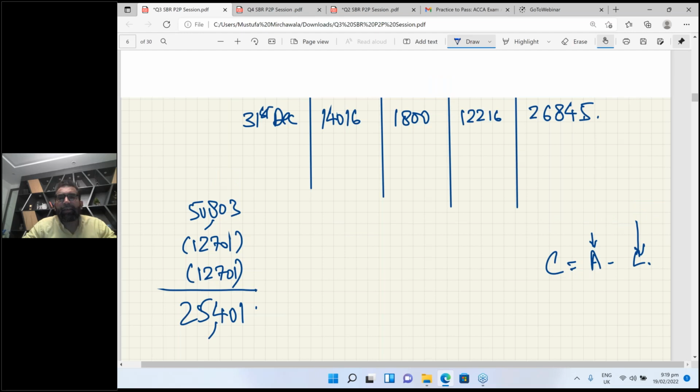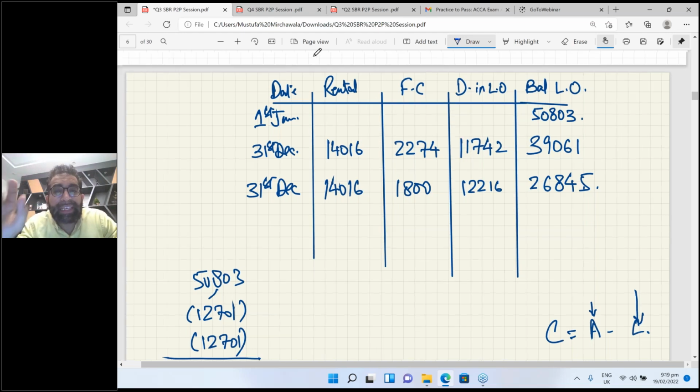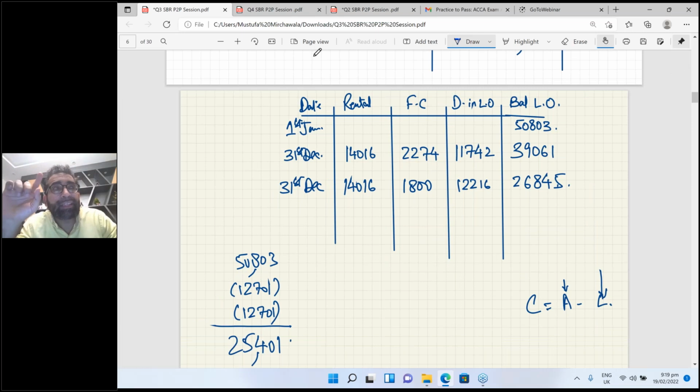Yes, see this. Do you remember this lease amortization schedule? I have made this imaginary lease amortization schedule for you guys. In finance lease, you used to make this: date, rentals, finance charge, decrease in lease obligation, and balance lease obligation. Remember in finance lease, you used to make this. So now use your brain. Initially your lease obligation was 50803. In the first year, this was your total rentals and this is your interest.